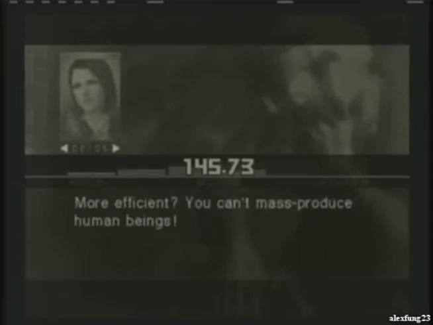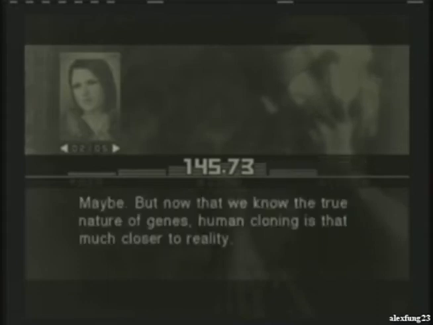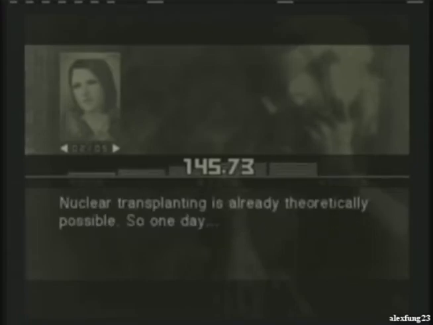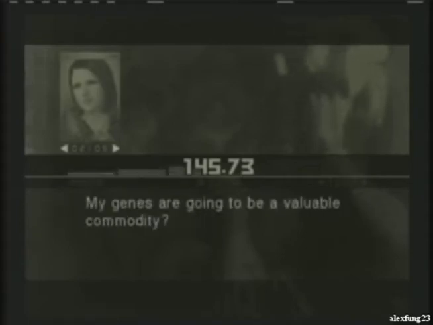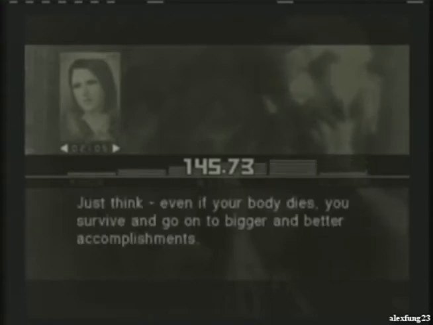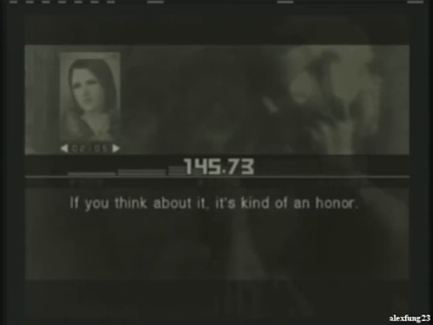More efficient? You can't mass-produce human beings. Maybe, but now that we know the true nature of genes, human cloning is that much closer to reality. Nuclear transplanting is already theoretically possible, so one day... My genes are going to be a valuable commodity. Exactly. They'd never let that happen. Just think, even if your body dies, you survive and go on to bigger and better accomplishments. If you think about it, it's kind of an honor.